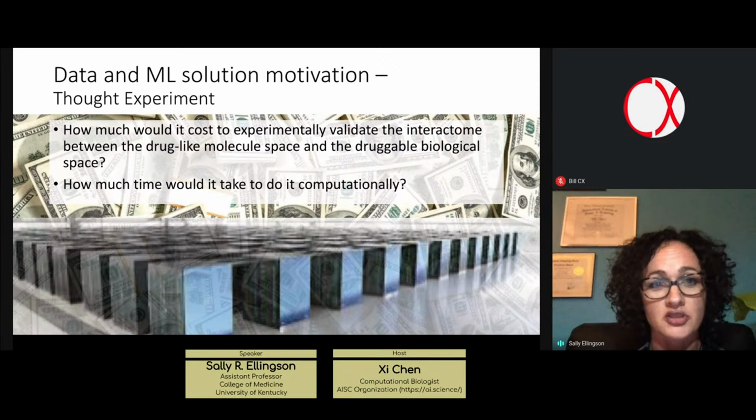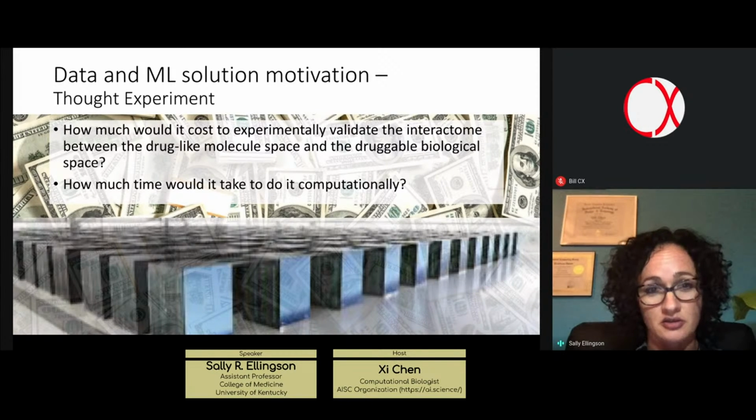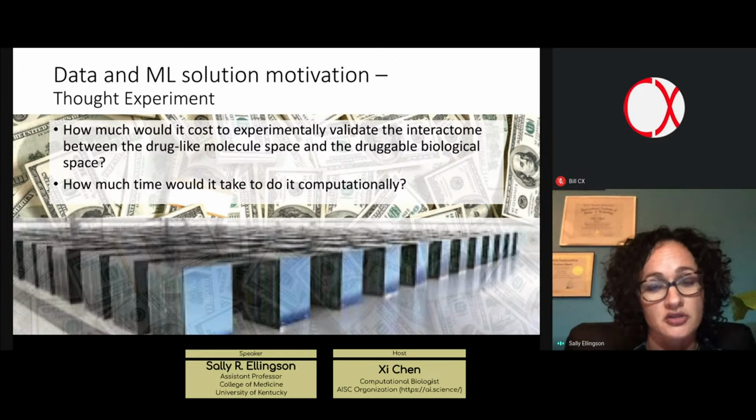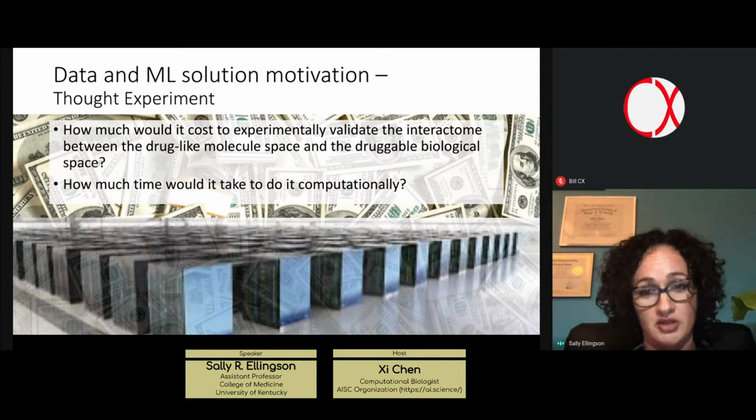So just a little thought experiment to back up why having machine learning solutions that could be quickly calculated based off of models would be very usable. This thought experiment is to make calculations for how much it would cost to experimentally validate the interactome between the drug-like molecule space and the druggable biological space, and then how much time it would take to do computationally.